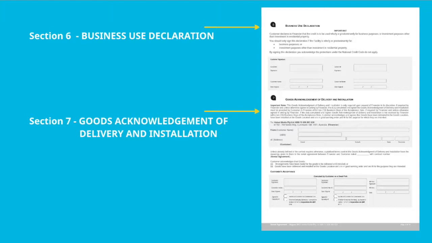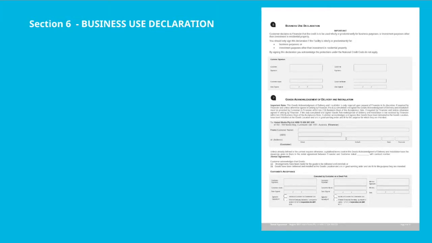There are three main sections on this page: the business use declaration, delivery acknowledgement and installation, and the customer acceptance of the delivery acknowledgement above. The same people who have signed the customer acceptance on page 3 will sign here. The business use declaration confirms that the equipment being financed is being used for business purposes and not for personal use.